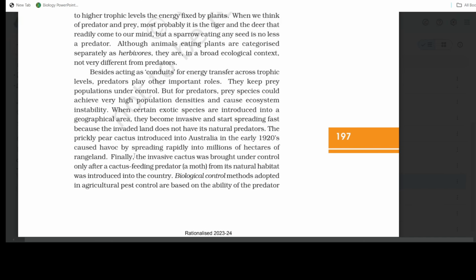Example for that is the invasive cactus, the Opuntia cactus. It was brought under control by introducing a moth there. The population of that cactus was kept under control.